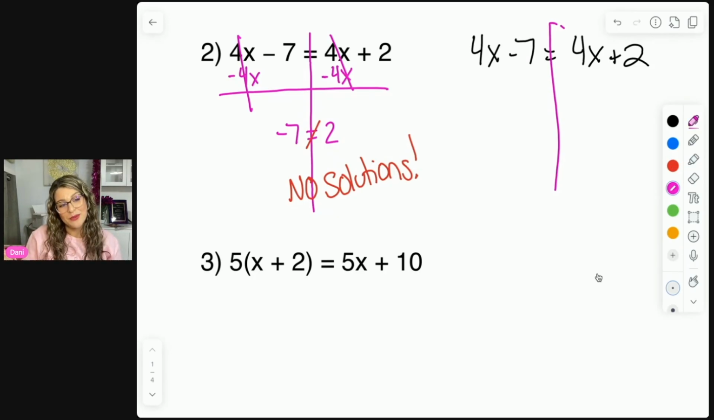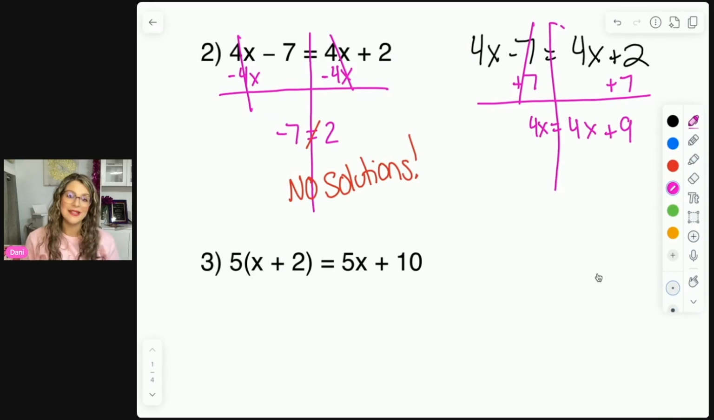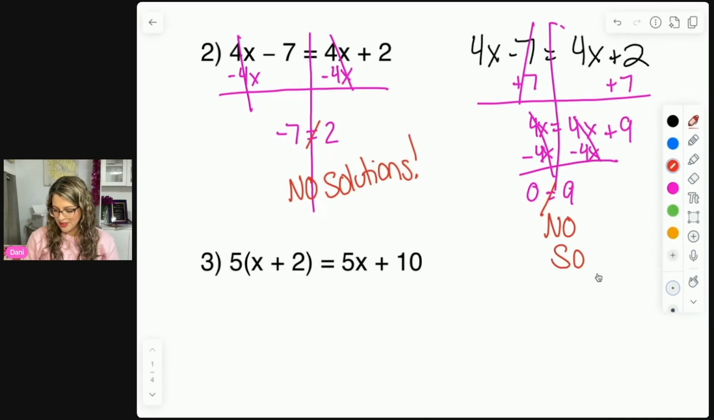Let's see what happens if I move the constants first. So if I decide I want to add 7 to each side, we get 4x equals 4x plus 9. We subtract 4x from each side. Same thing happens. My x's cancel out. I'm left with 0 equals 9. Wah, wah. That doesn't make sense. No solution. So if you get something that's just weird, the x's die out, and you're left with something that doesn't make sense, no solutions, friend.